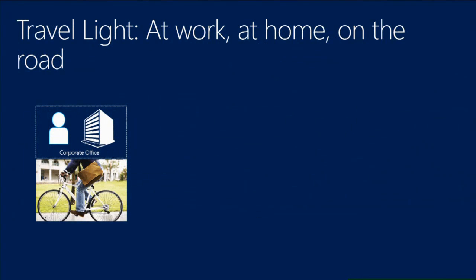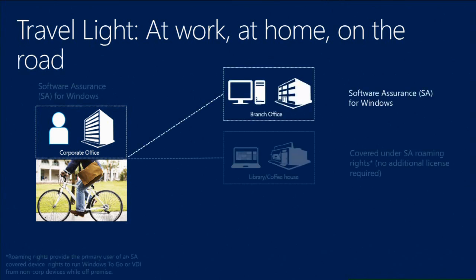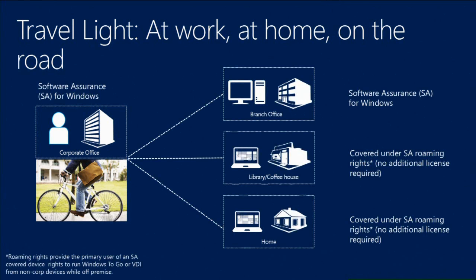Travel light, work at home, from a licensing perspective, how do we get this? How do we use it? Pretty straightforward. The vehicle or the licensing mechanism for getting Windows to Go is through software assurance or VDA. One of those two mechanisms is the way that we get rights to use Windows to Go as an end user. In this one, the way that this works is that myself, Craig, as an enterprise user, my PC that I'm working on is covered by software assurance.